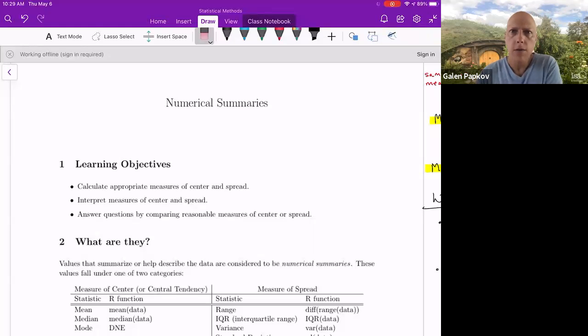Welcome back, and we are continuing with numerical summaries. The last video we talked about measures of center or measures of central tendency. The mean, median, mode are what you were exposed to. And in this video, we're focusing on spread.